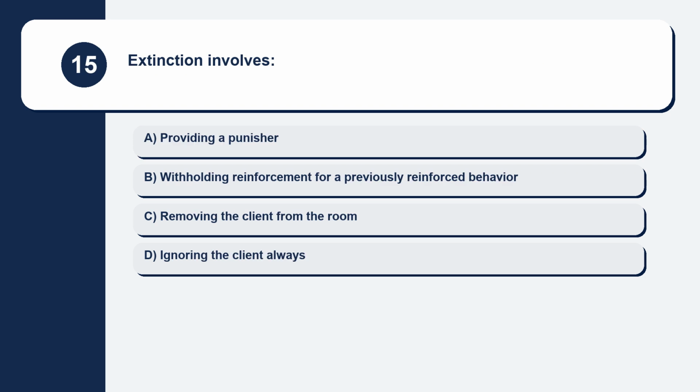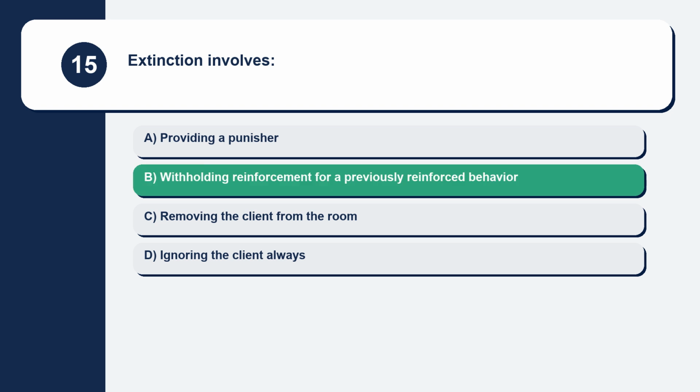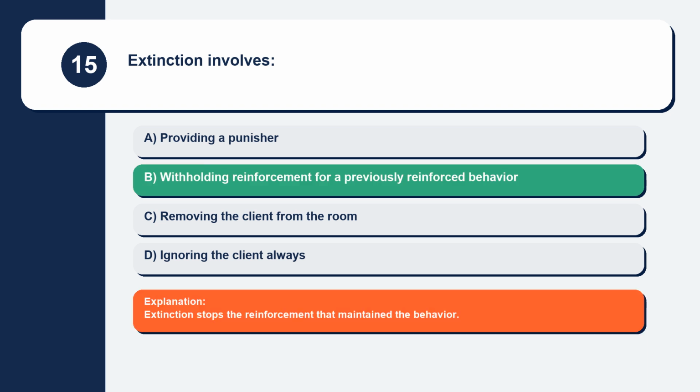Question 15. Extinction involves providing a punisher, withholding reinforcement for a previously reinforced behavior, removing the client from the room, ignoring the client always. Extinction stops the reinforcement that maintains the behavior.